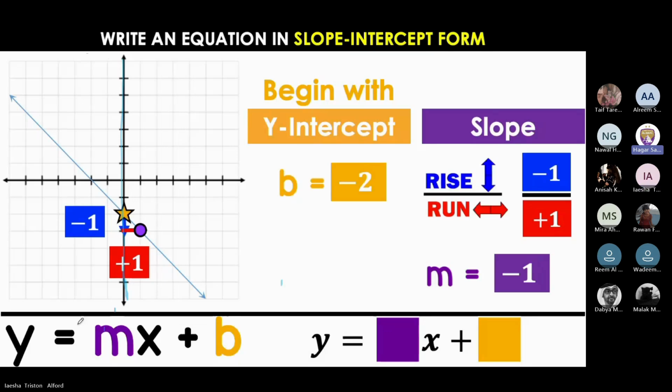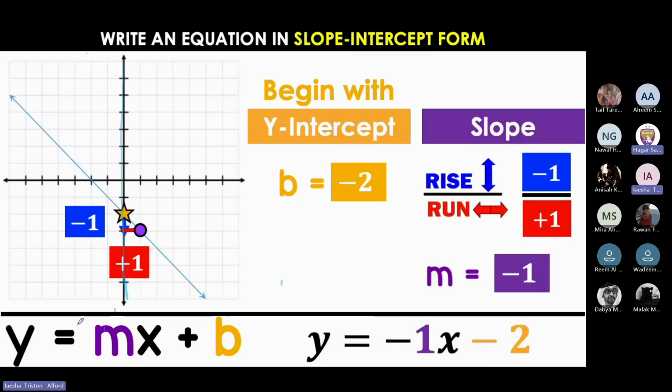No, we don't do plus. Okay, sorry. Correct it. What is it? Y equals -1x subtract 2. Correct.